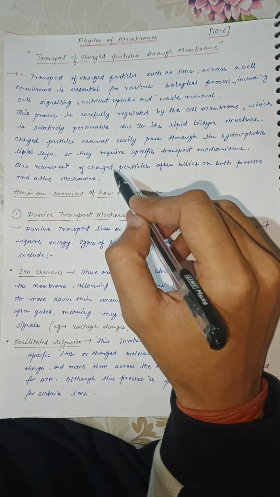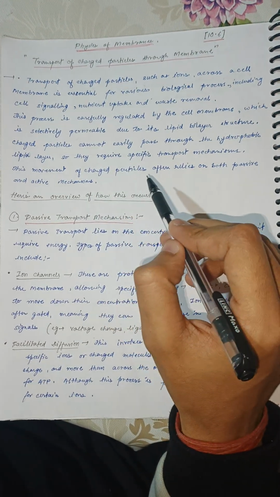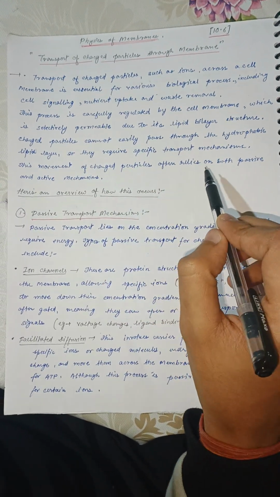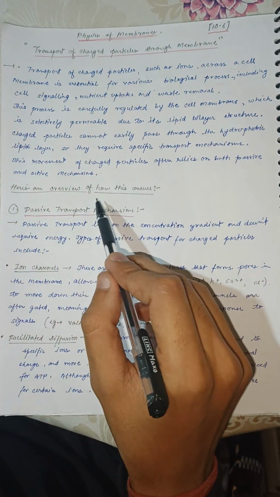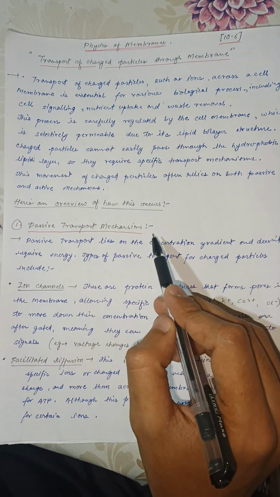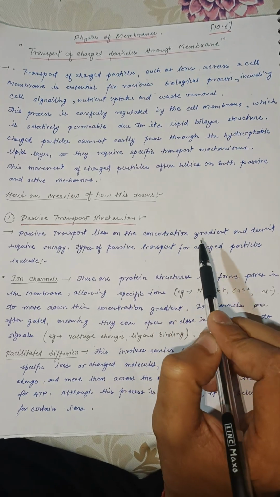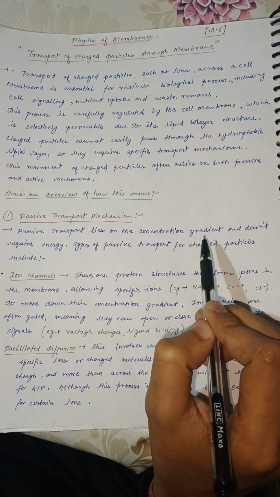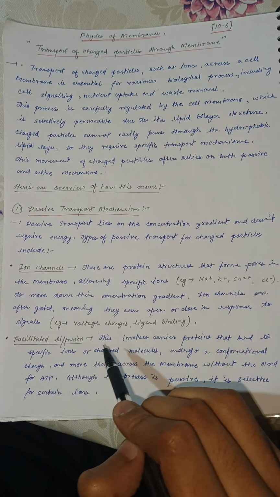Charged particles cannot easily pass through the hydrophobic lipid layer, so they require specific transport mechanisms. This movement of charged particles often relies on both passive and active mechanisms. Here's an overview of how this occurs. First one is passive transport mechanism. Passive transport relies on the concentration gradient and doesn't require energy. Types of passive transport for charged particles include ion channels and facilitated diffusion.